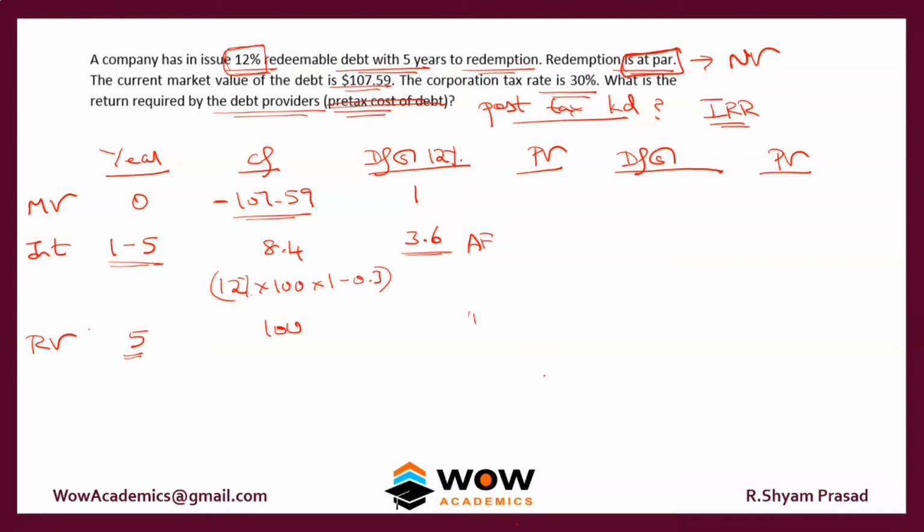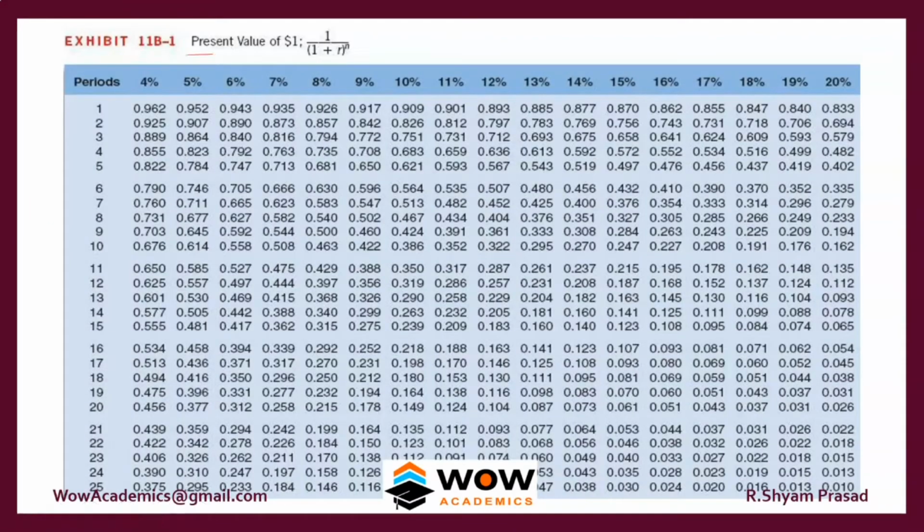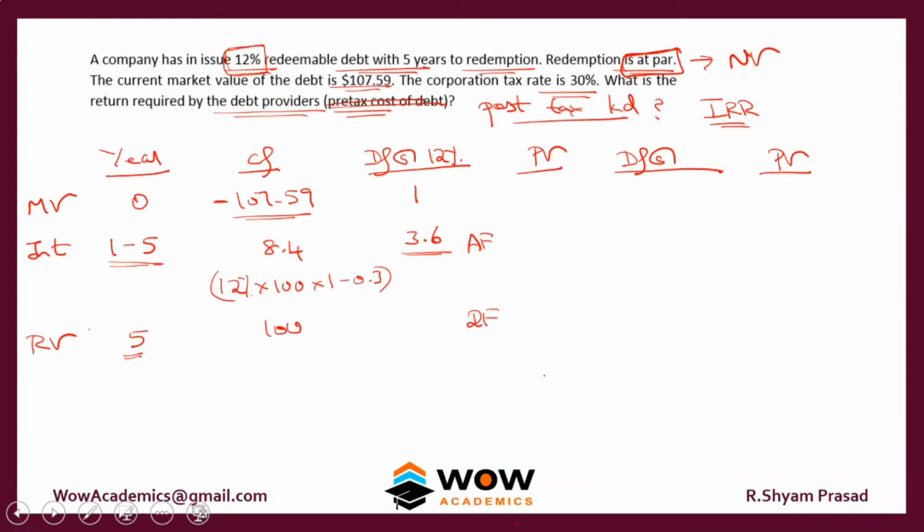So for that we have to look at the discount factor table. Again we look at the discount factor of 12% for the 5th year alone. We have another table. The table is at 12% for 5 years, and the discount factor is 0.567. So you'll find out the PV.